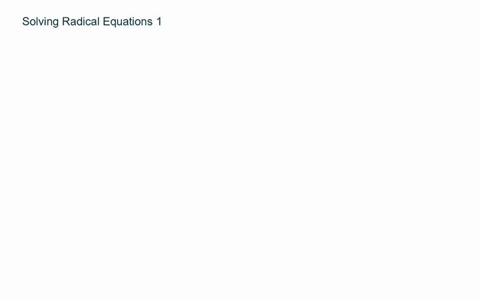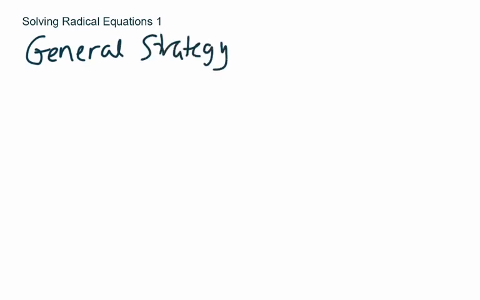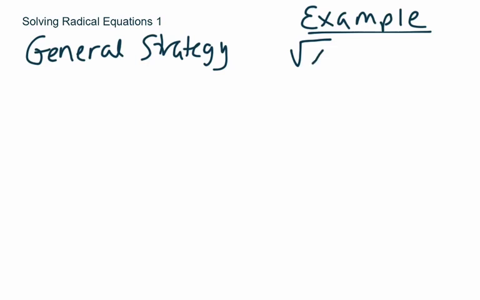So what I'm going to do, and it's been a while since I've done this, and I messed that up right away, is give you a general strategy on the left with a whopping 3 steps. And I'm going to work an example on the right. And that example is going to be the square root of x plus 3 is equal to 7.